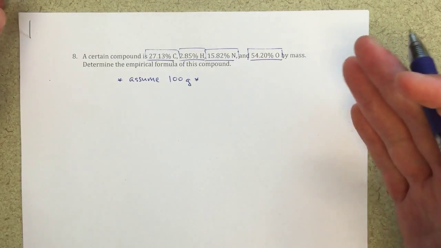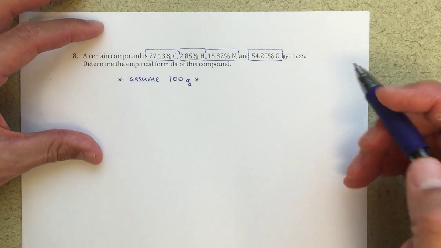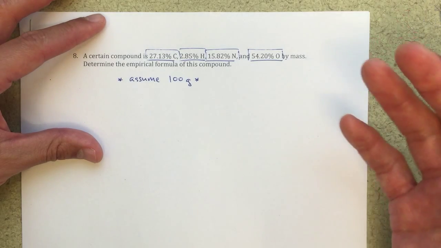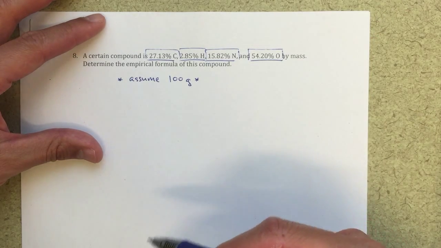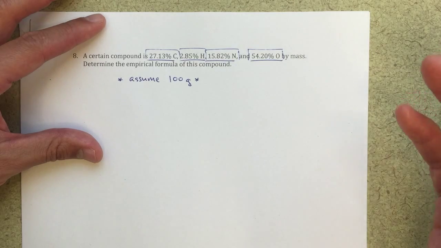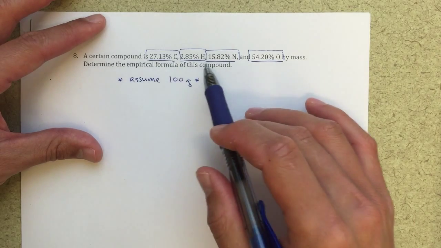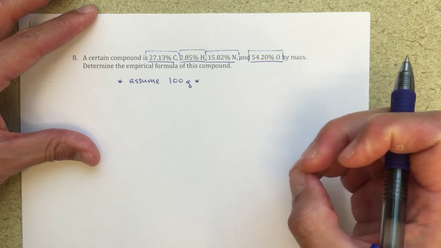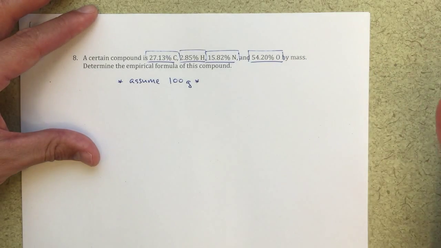The reason that we can assume a certain mass is because the percentages by mass are always going to be the same. No matter if I have 100 grams of material or 1,000 grams of material, these relative percentages will always be the same. That sample will always have 27.13% carbon, no matter how much we have.